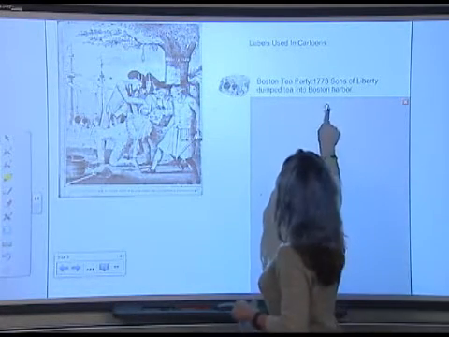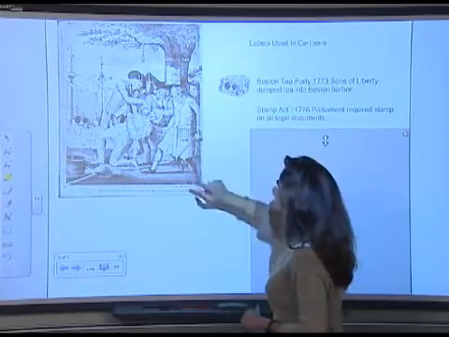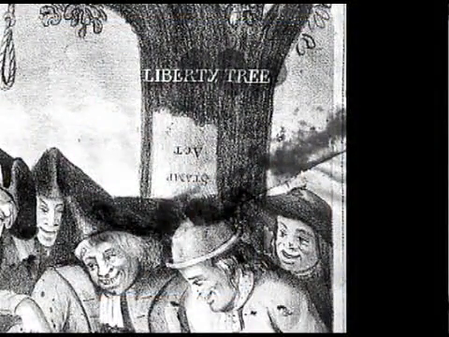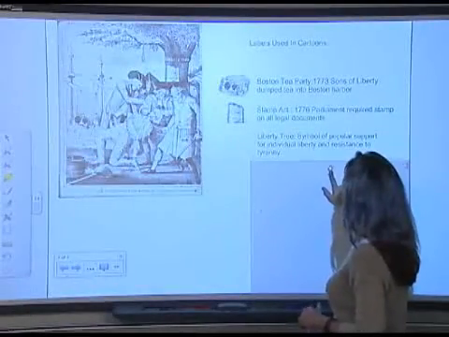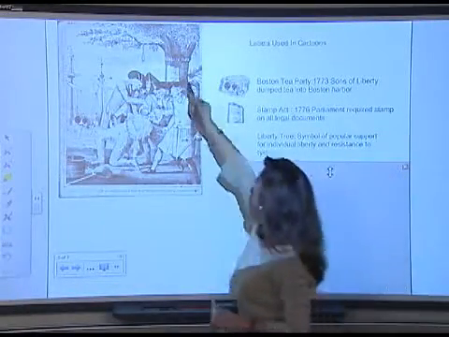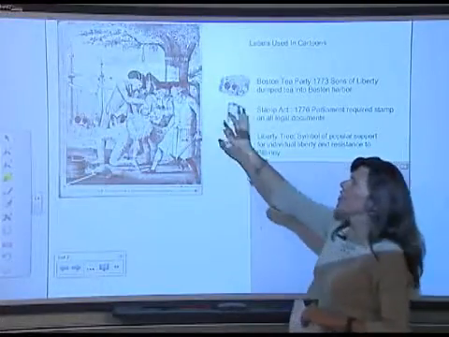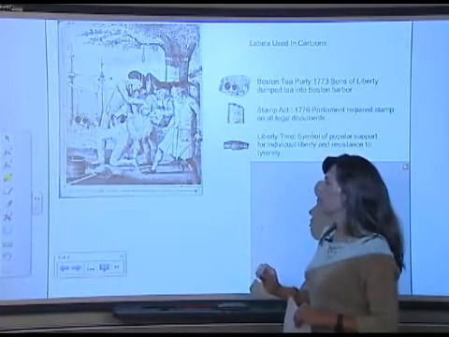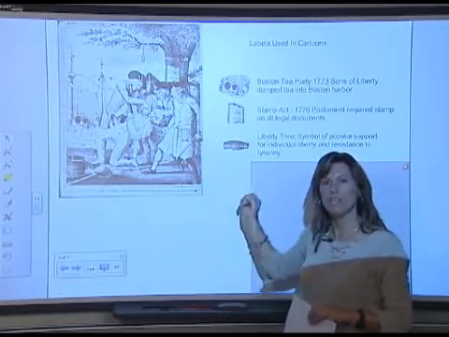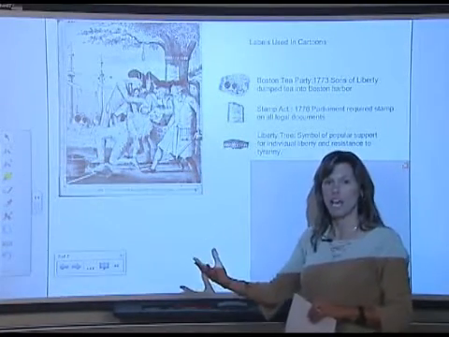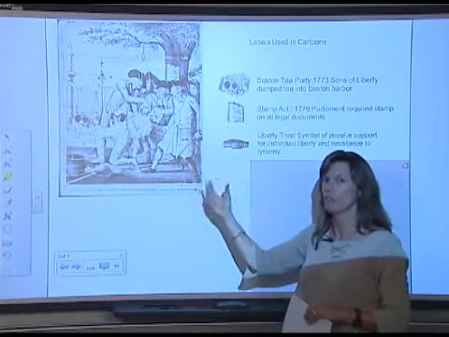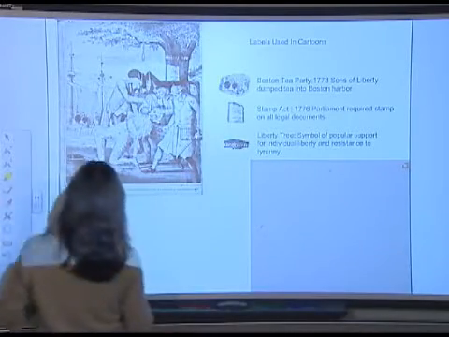Now we move on and we see the Stamp Act. If we look here on the tree, we have the Stamp Act actually upside down. We move on and we have the Liberty Tree. The Liberty Tree was a popular symbol of the time for individual liberty and resistance. This is filled with symbolic representation. As students uncover these pieces, they start to understand the time period and what the artist and author of the political cartoon was sharing with the public.